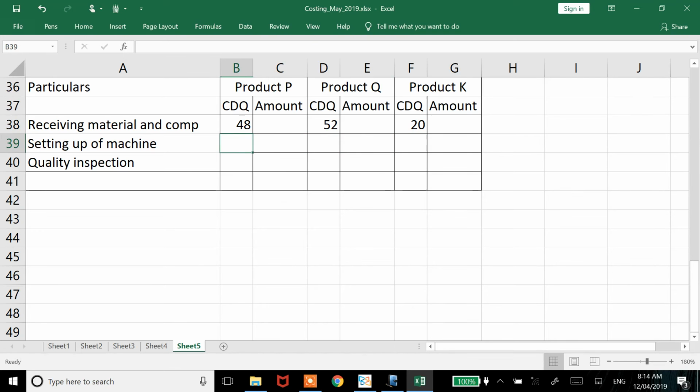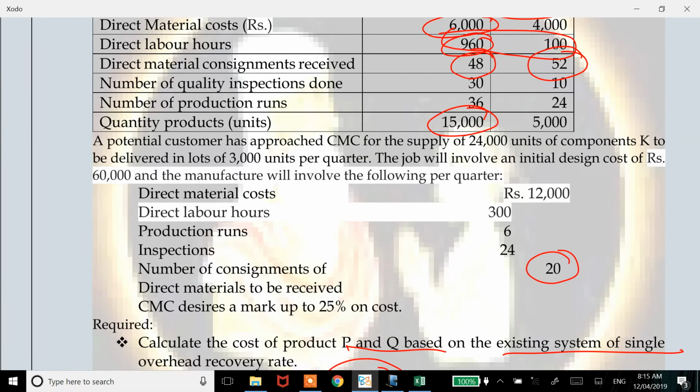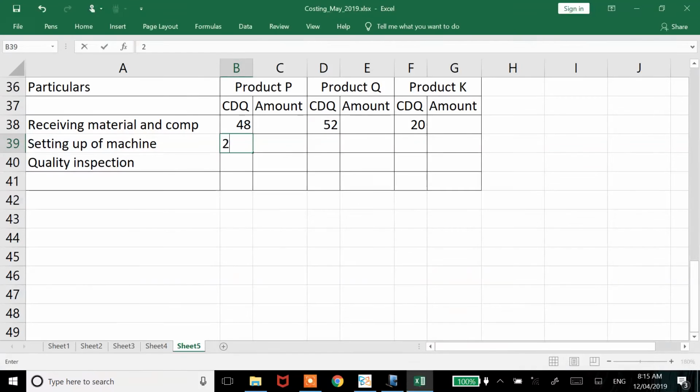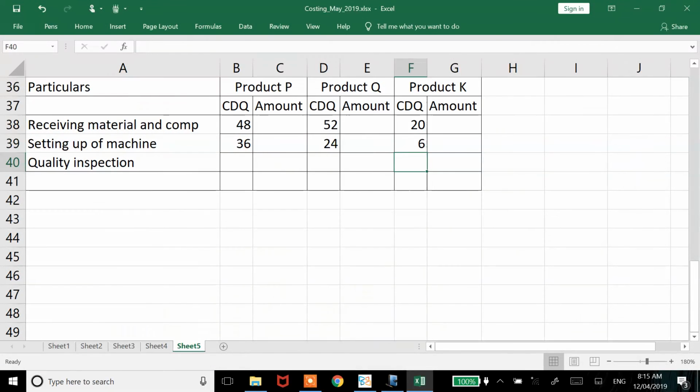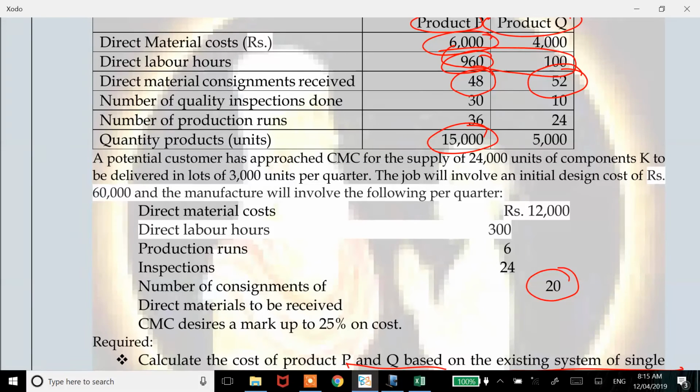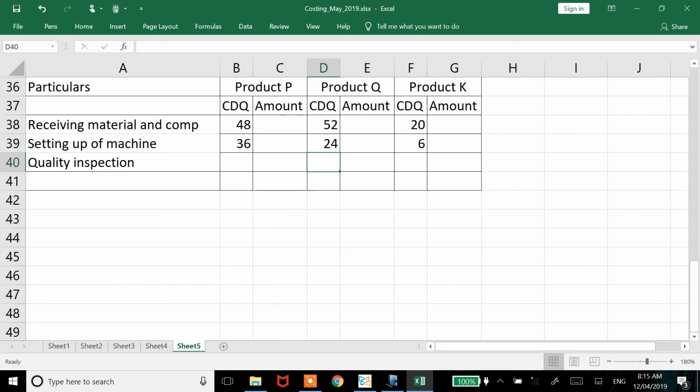Setting up of machine, how many production runs are there? 36, 24 and 6. How many inspections? 30, 10.